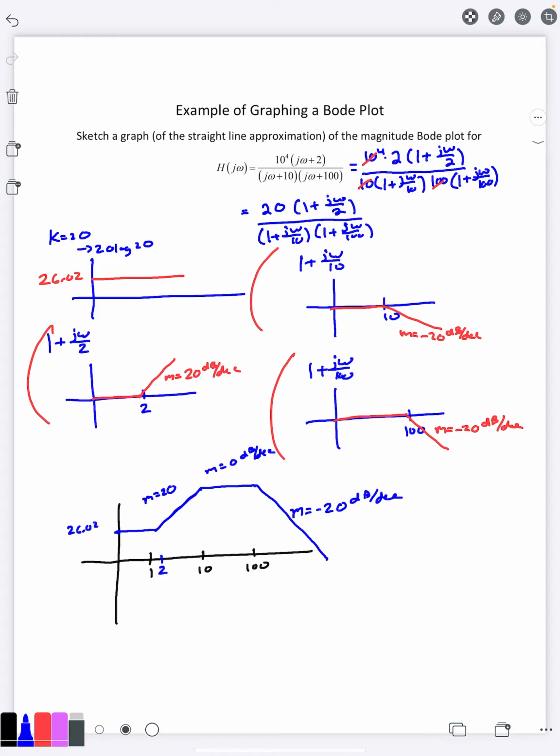Now we could figure out how high this plateau is. I'm not going to really have us worry too much about that, though. As long as we get the general shape right and all the slopes right, that's good enough for what we have. The break frequencies are easy to show on the graph and so on. That's really what I'm looking for. In reality, in modern times, you would just use a computer to draw the graph for you anyway.